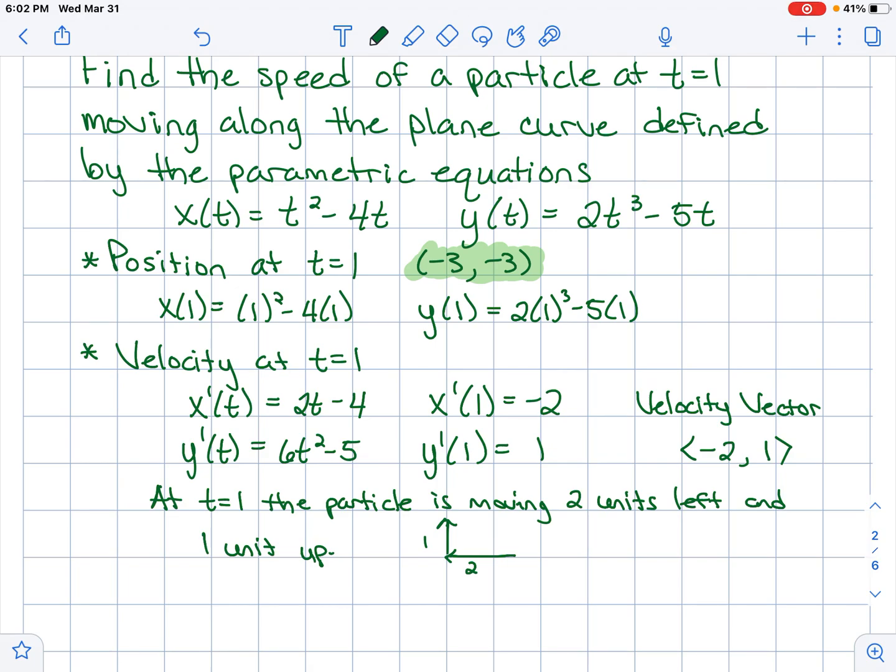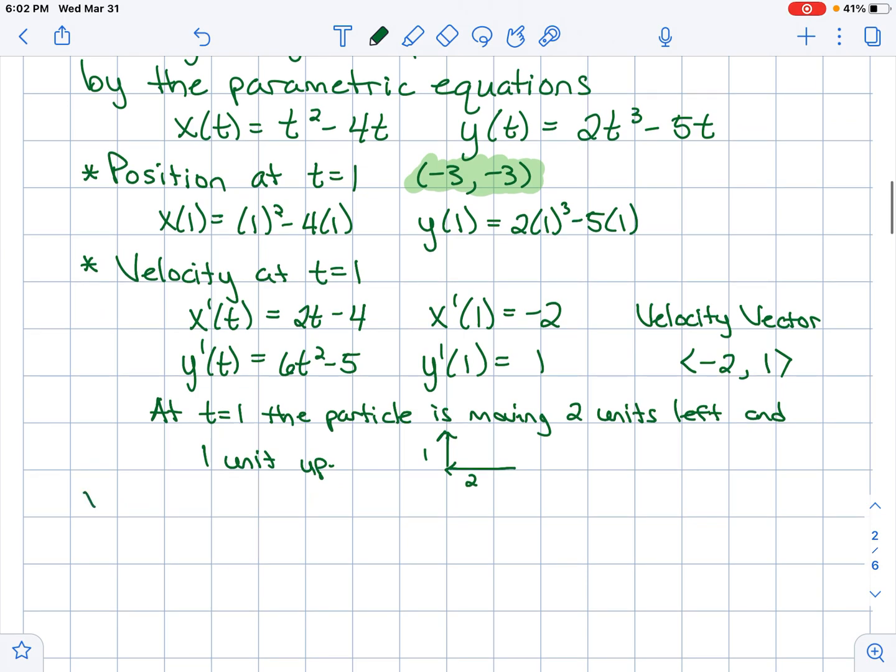Okay, we're going to go on now. Finally, time to find the speed of this particle at t equals 1. Let me highlight my answer. Here's the velocity vector. Okay, now we're going to find the speed. The speed is how fast this object is going, but not the direction, because remember, speed is the absolute value of velocity. Well, we have a velocity vector.